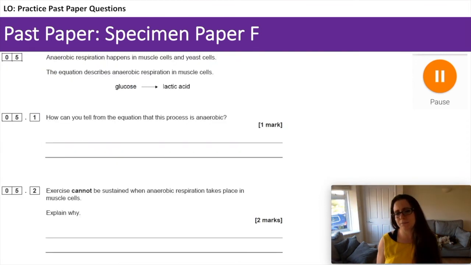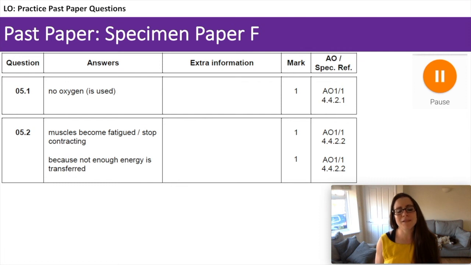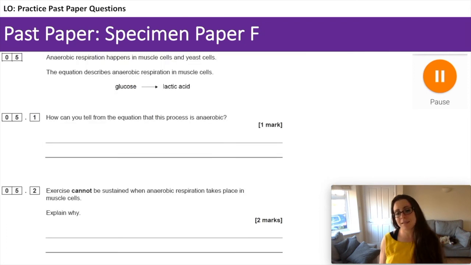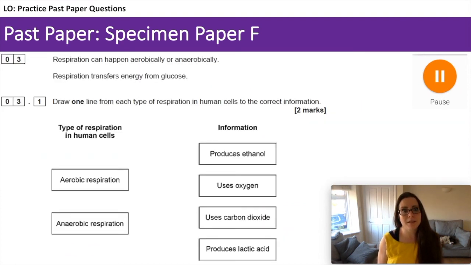Specimen paper. Cannot be sustained. Oh, I missed that it was 2 marks. I only gave one reason. Muscles become fatigued. They stop contracting. Not enough energy is transferred. See? You can make silly mistakes all the time. Look at the number of marks. 2 marks, 2 points.